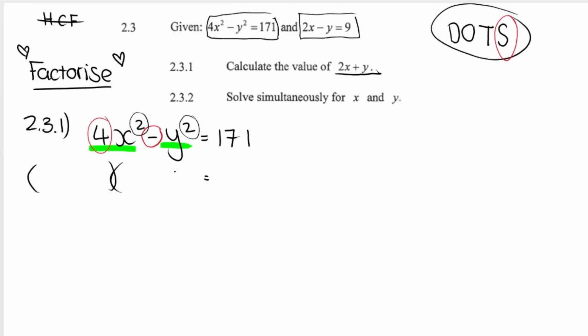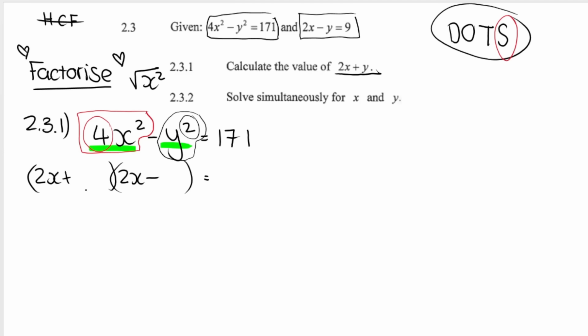When we do DOTS, we have two brackets, plus in the one, minus in the other. Then how we fill in these brackets is we look at the first term and we square root it. What's the square root of 4? 2. Okay, so 2 goes there, 2 goes there. What's the square root of x squared? X. What is the square root of y squared? Y and y. I hope you're starting to see something.